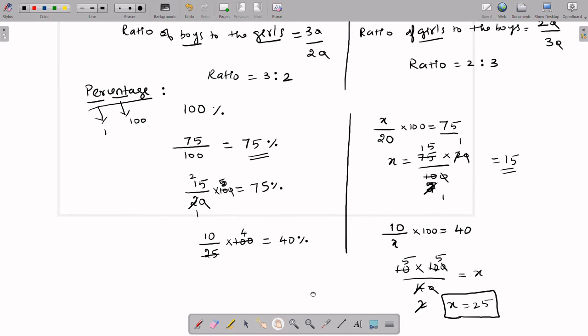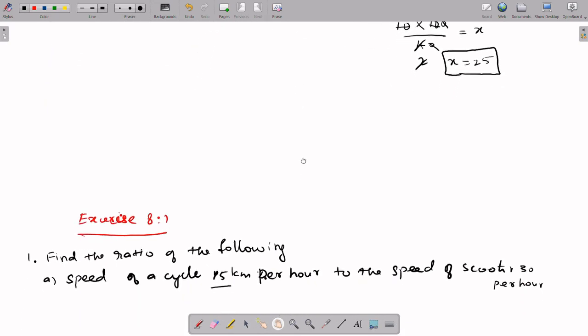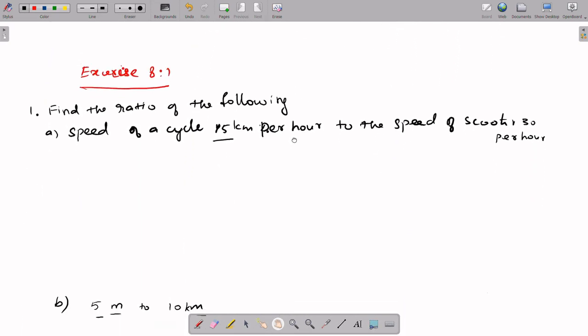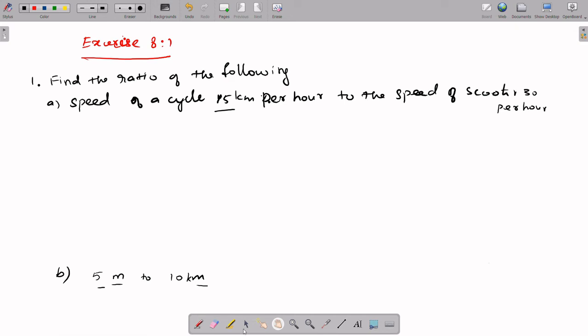Okay, now we will see the exercise problem. This is the introduction, and now we will see exercise 8.1. Find the ratio of the following: speed of a cycle 15 km per hour to the speed of a scooter 30 km per hour. So here cycle speed is 15 km per hour and scooter speed is 30 km per hour.